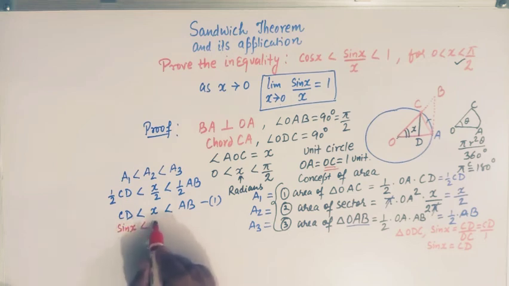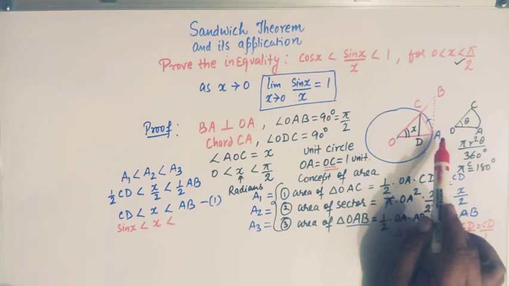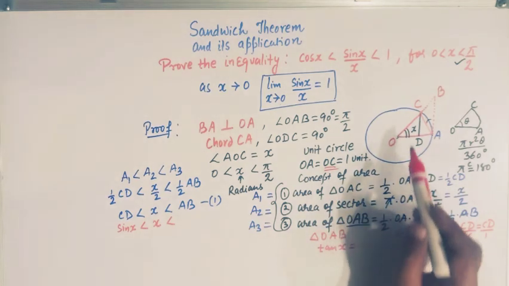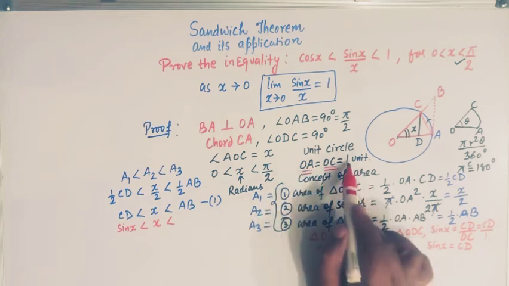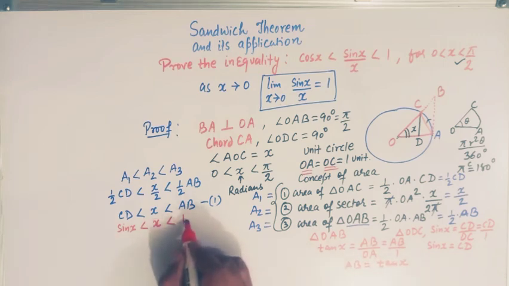Clear? Okay, so we have x here. Now we have to find the value of AB in terms of x. Clear? So what we will do, again we'll take the triangle OAB and we'll take tan of x. So tan of x is perpendicular divided by base, so we have AB divided by OA. Now OA is 1 unit, so we have AB over 1, so AB is equal to tan x, right? So we can substitute the value of AB as tan x here.